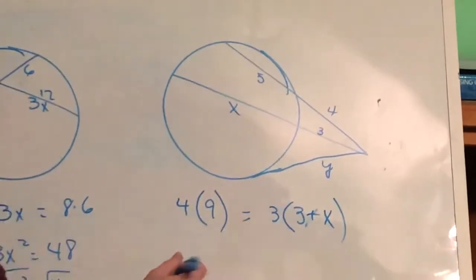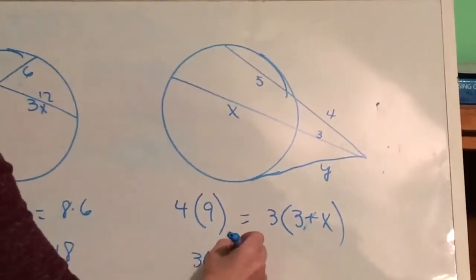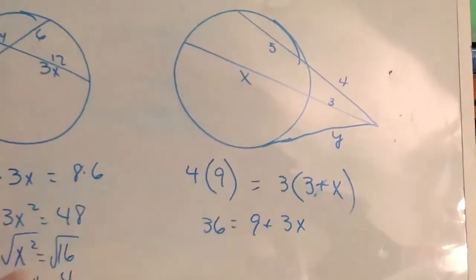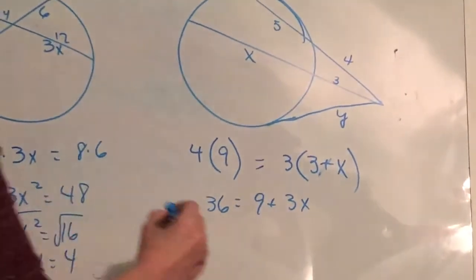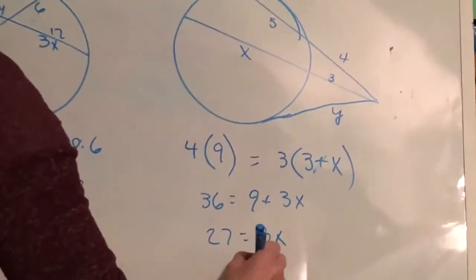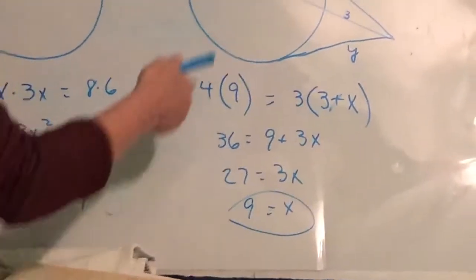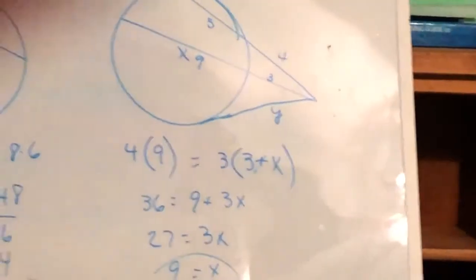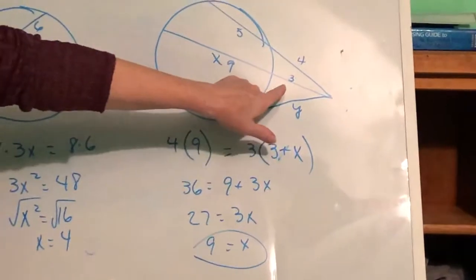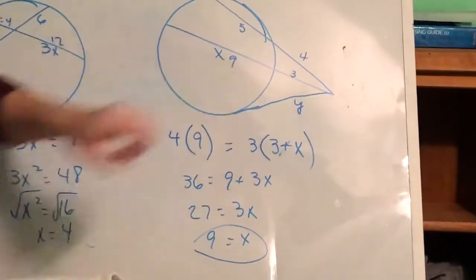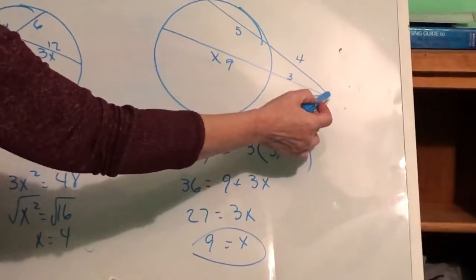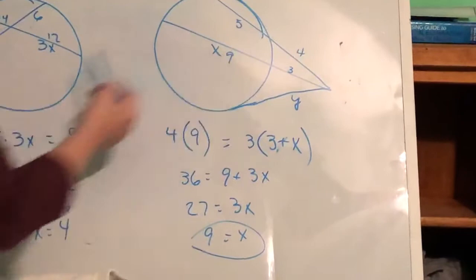So we're going to use our distributive property over here. 36 is equal to 9 plus 3x. Here we're going to get a linear equation. When we subtract 9 from 36, we're going to get 27 is equal to 3x, and x is equal to 9. So x here will be 9. So we'll see that 4 times 9 is 36, and 3 times 12 is 36 as well. So that's our double check. So the external piece times the entire length, and remember to add when you're finding your length.